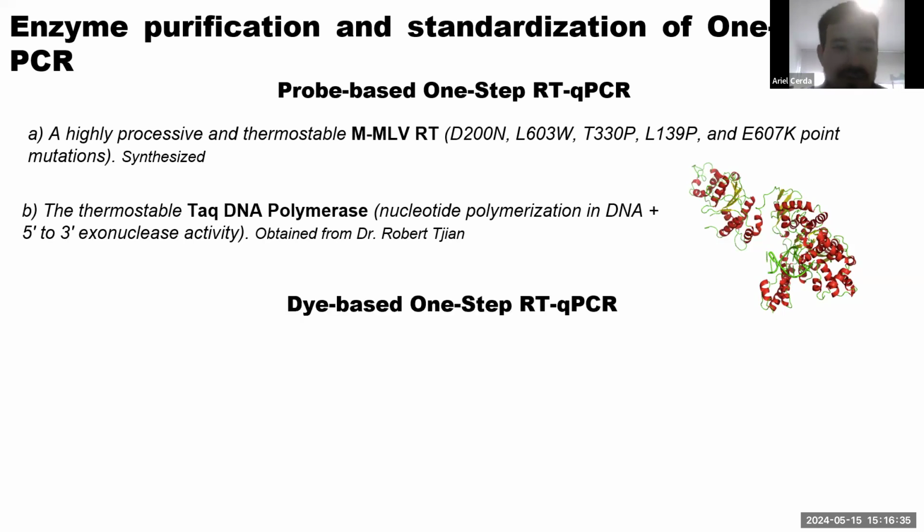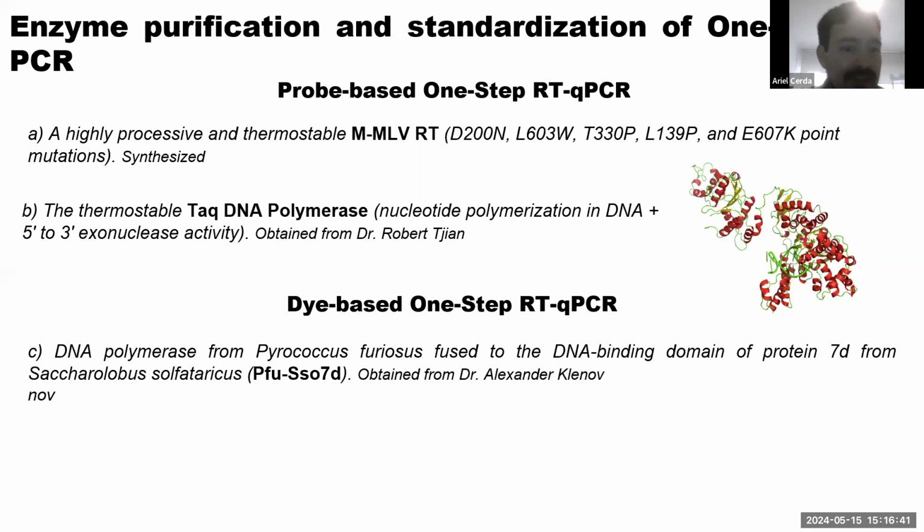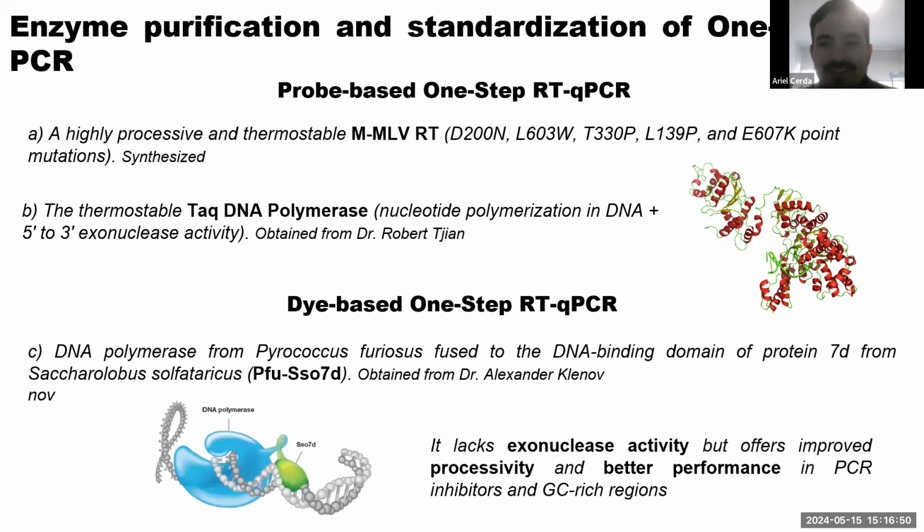For the same assay, but independent of probes and based on a dye, we use the same reverse transcriptase, but replace the Taq DNA polymerase with Pfu fused to the 7D domain. This domain prevents polymerase dissociation during amplification, improving processivity. It also facilitates amplification in samples containing PCR inhibitors and GC-rich templates.